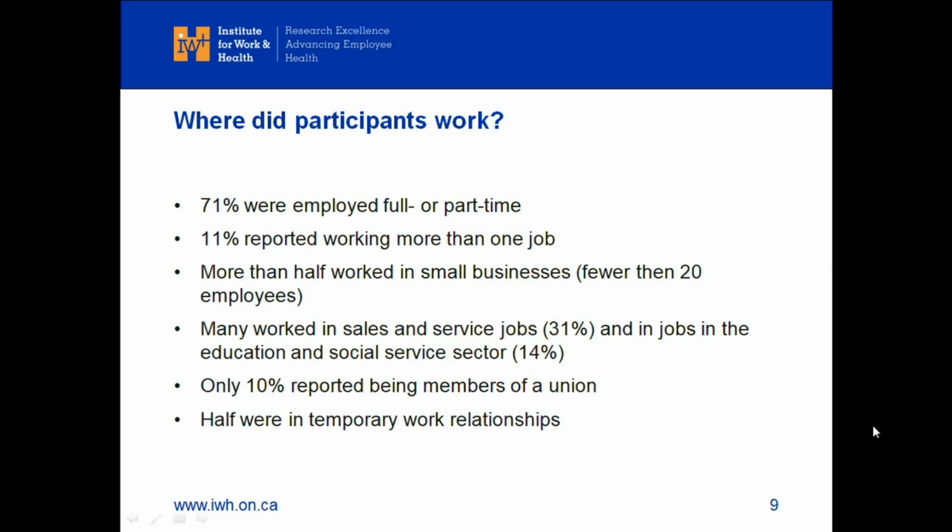More than half worked in small businesses, so in businesses that had 20 or fewer employees. And many worked in, and probably unsurprisingly, in the sales and service sector and in jobs in education and social service. So those education and social service jobs were often personal support workers or in childcare. Only 10% reported being members of a union, and half were in temporary work relationships, which differs to our Ontario sample, where only about 10% were in temporary work relationships.